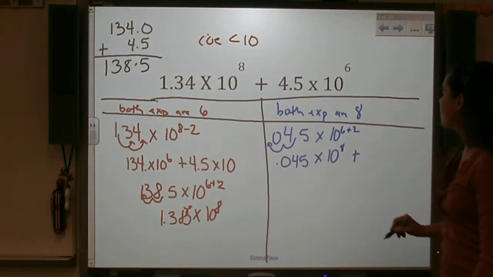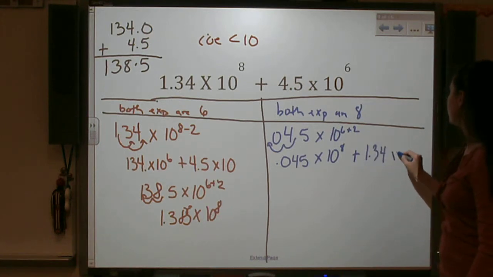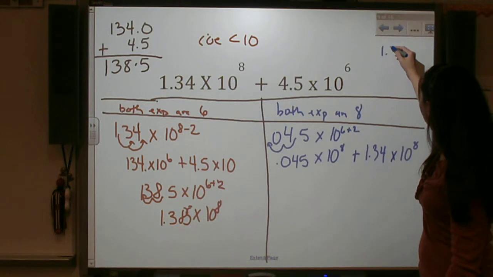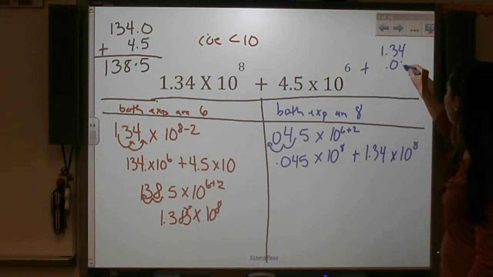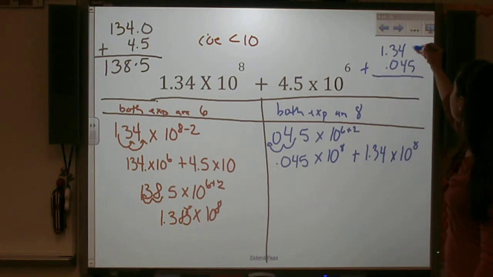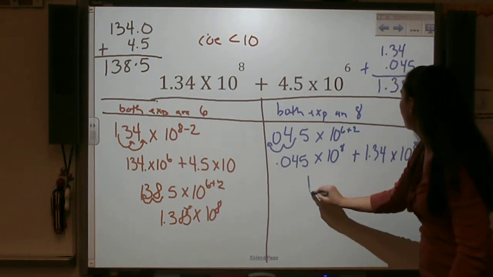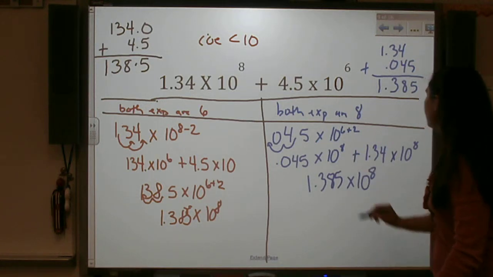Now I'm ready to combine my like terms. My other term was 1.34 times 10 to the 8th. Again, we need to line up our decimals. We have 1.34 plus 0.045. So this is 5, 8, 3. Our decimals stay in line, and 1. So we have 1.385 times 10 to the 8th.